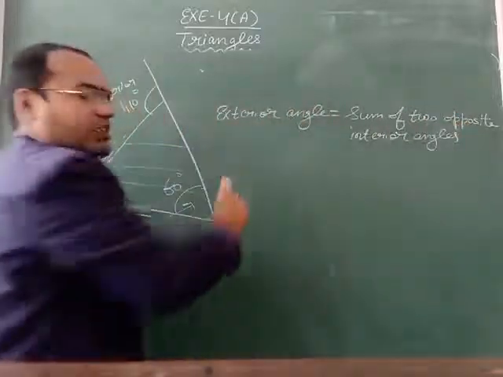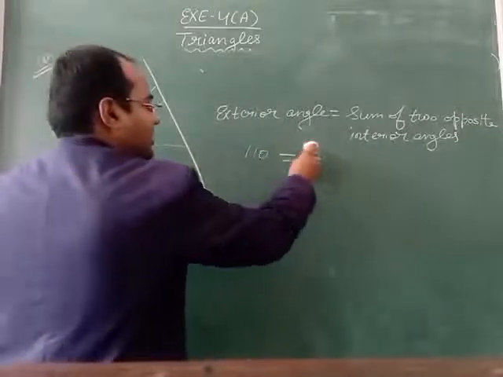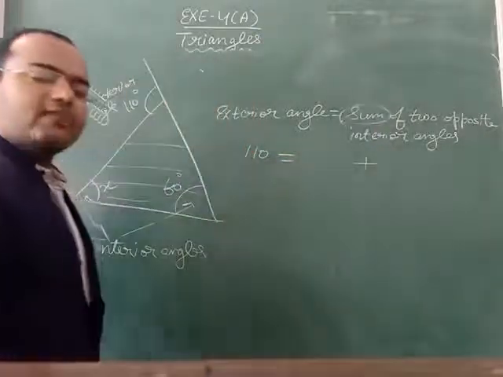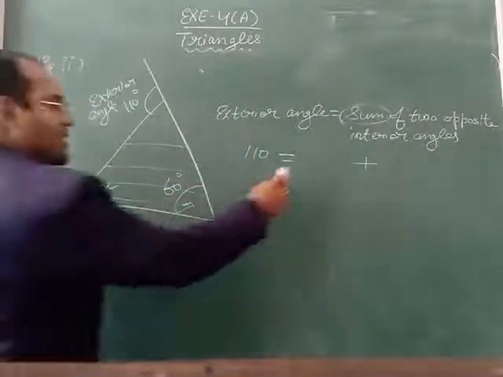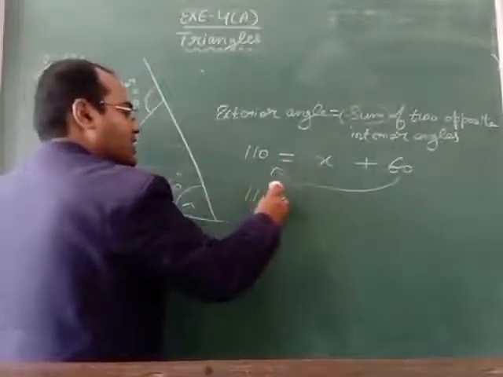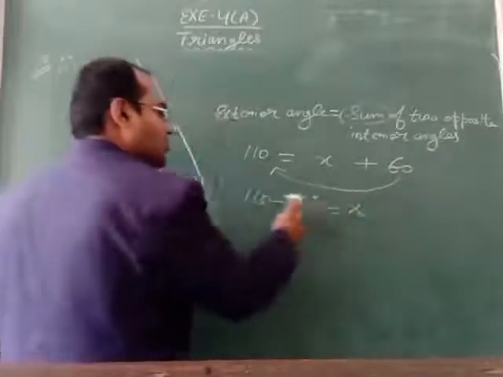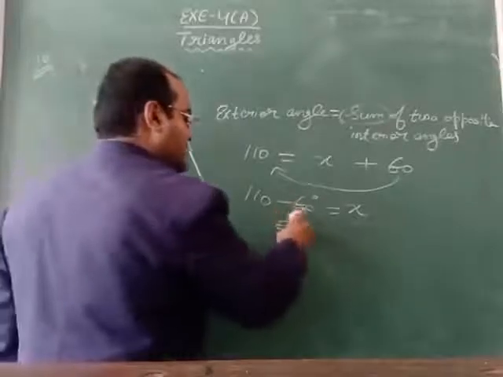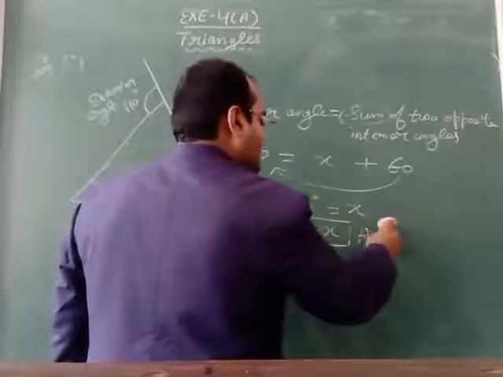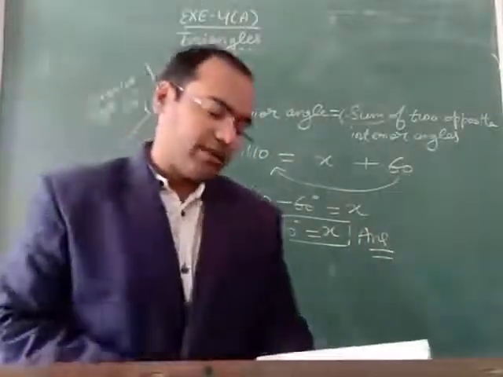So under this exterior angle we will write outside angle. Outside is 110, equal to sum, sum means plus, so we will write plus here, and we have to add these two interior angles, x plus 60. Plus 60 will come to the left hand side, so 110 minus 60 is equal to x. So on subtracting them we will get 50 degree. 50 degree is the answer of x. So this is your final answer. So like this you have to do question number 10.